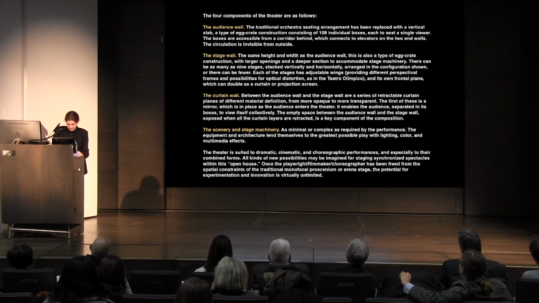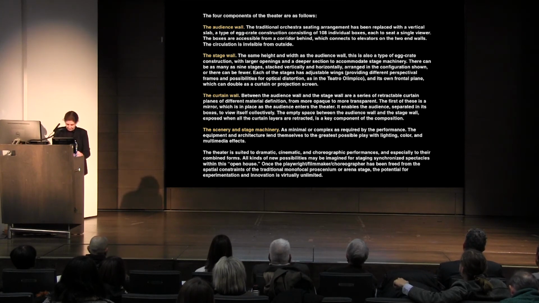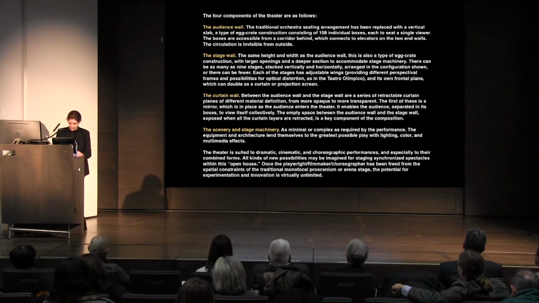The curtain wall. Between the audience wall and the stage wall are a series of retractable curtain planes of different material definition, from more opaque to more transparent. The first of these is a mirror, which is in place as the audience enters the theater. It enables the audience, separated in its boxes, to view itself collectively. The empty space between the audience wall and the stage wall, exposed when all the curtain layers are retracted, is a key component of the composition.